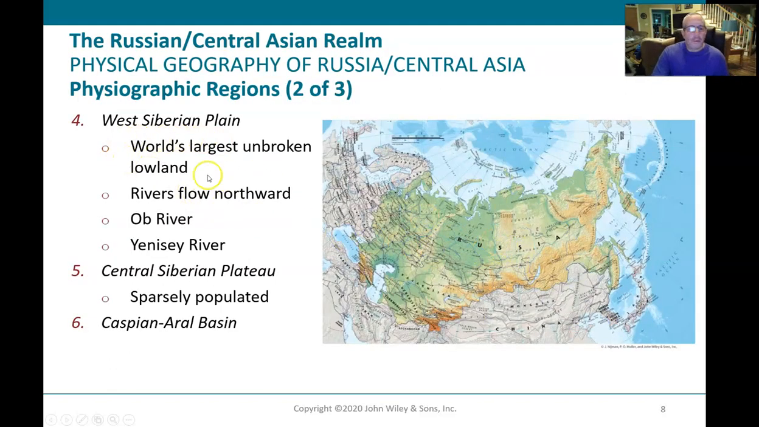The West Siberian Plain, I'm going to let you read over some of this in your textbook. I don't have a lot of time to go into detail on this. These are the physiographic regions, again, of Russia. Just be a little bit familiar with these. Again, this part out here is very sparsely populated. And Russia has big plans for this area with climate change coming on the horizon.